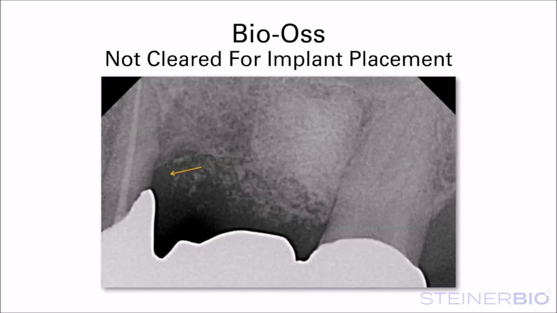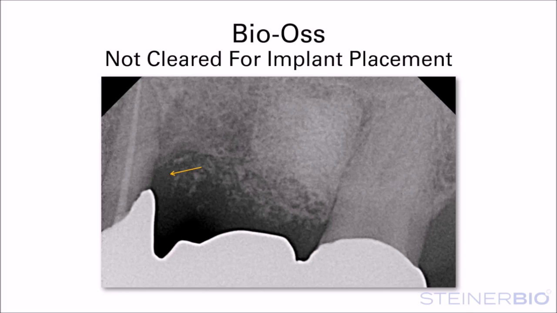Here's a site that was grafted with Bio-Oss 10 years prior. The situation is that the dentist looked at this bridge and felt that this bicuspid in front has significant periodontal disease and felt that the patient would be better off with extracting the bicuspid and putting in 2 implants. And he sent the patient to me, and I took one look at it and I said, there's no way I'm going to put an implant in this bone.